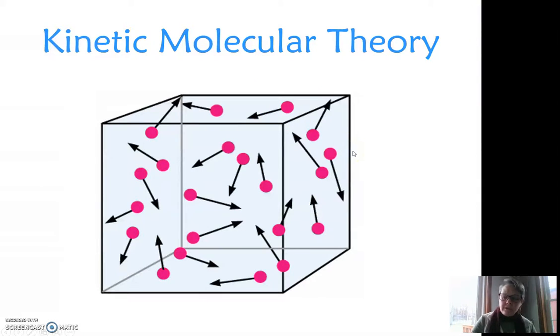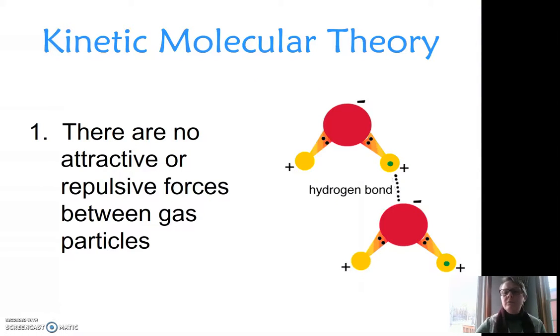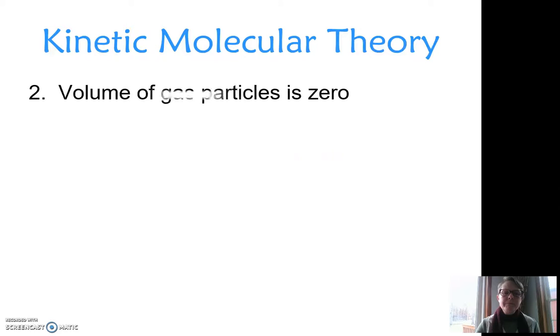On to the kinetic molecular theory. First, we say that there's no attractive or repulsive forces between the gas particles. Remember, these are our intermolecular forces, and so with gases, we just pretend that they're not there. They do exist, as I'll tell you in a moment, but they're very, very weak. With gases, they're in the gas phase because they don't have very strong attractions.